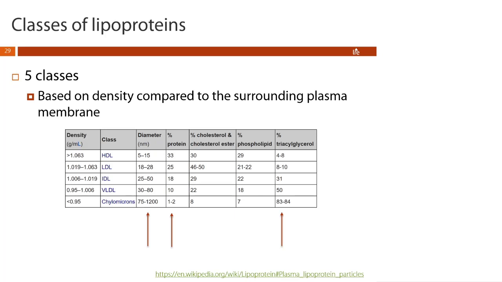Now notice how much bigger these chylomicrons are than HDL. Your average chylomicron is going to be over 100 times as big as an HDL. This is because they are just stocked full of triglycerides. Over 80% of the mass of chylomicrons comes from triglycerides. Very little of it is protein content.